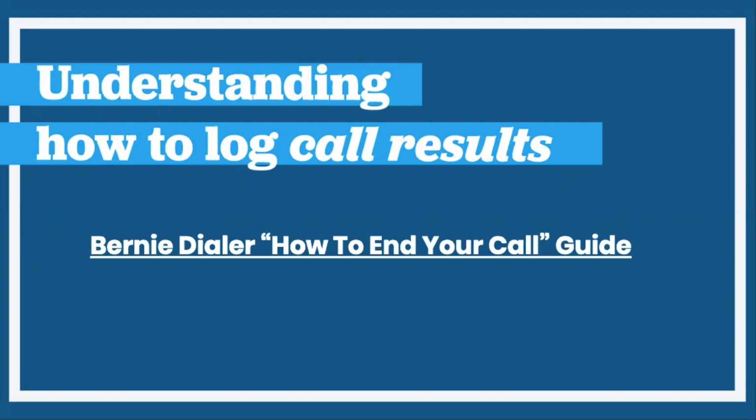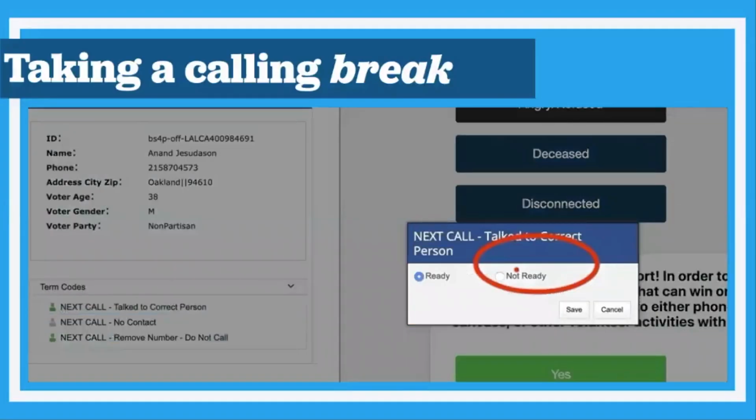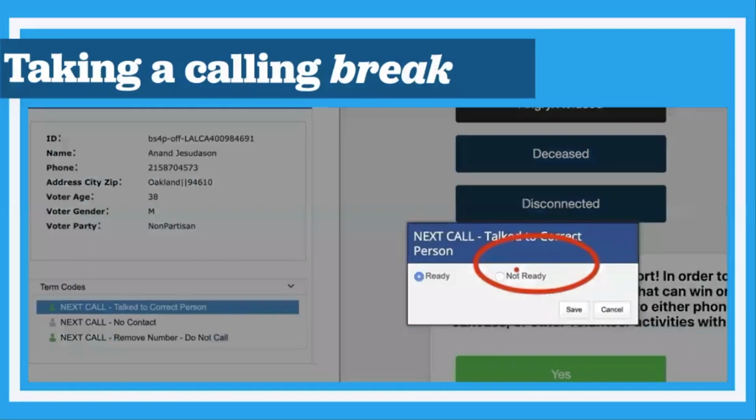Also, in order to log out when you're making calls, or if you just want to take a break, when you end a call, you're going to select the Not Ready button, and then you're going to push Save. You will then be able to log out or take a break.